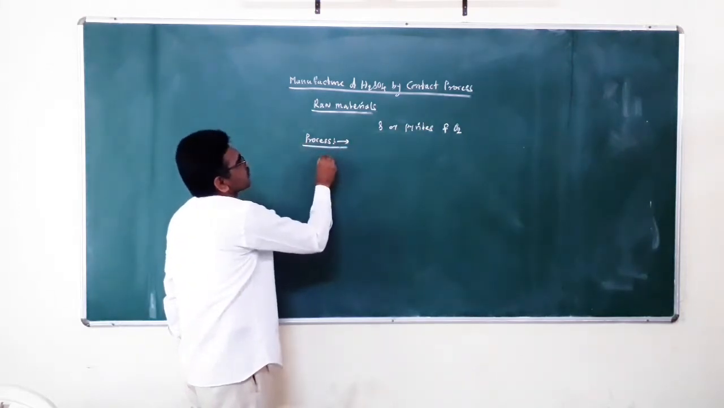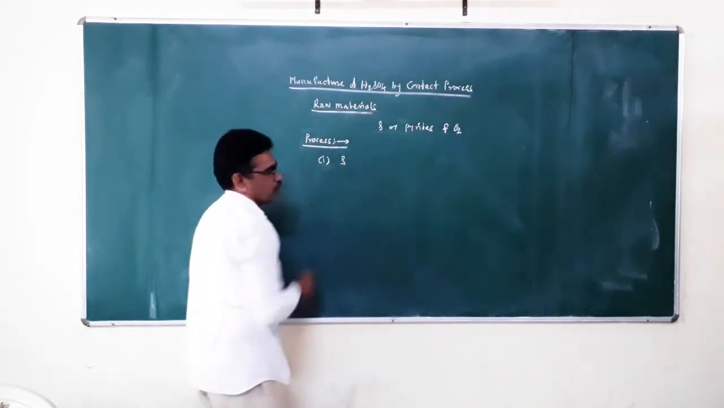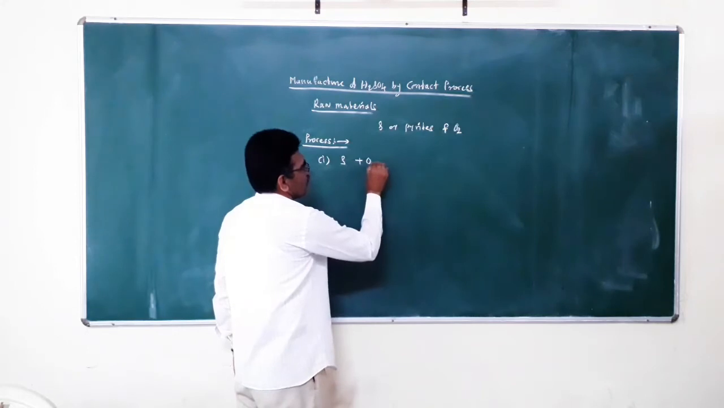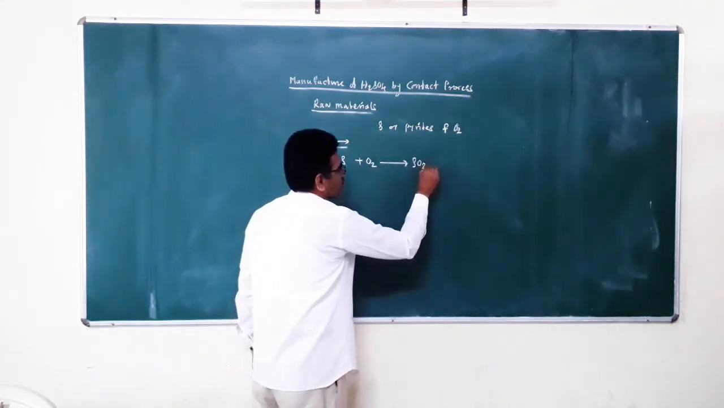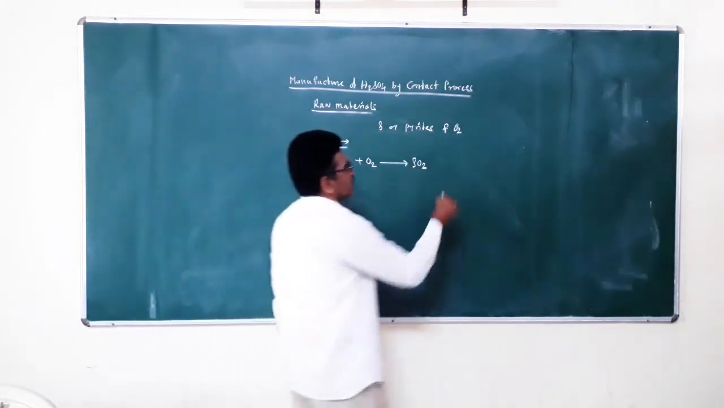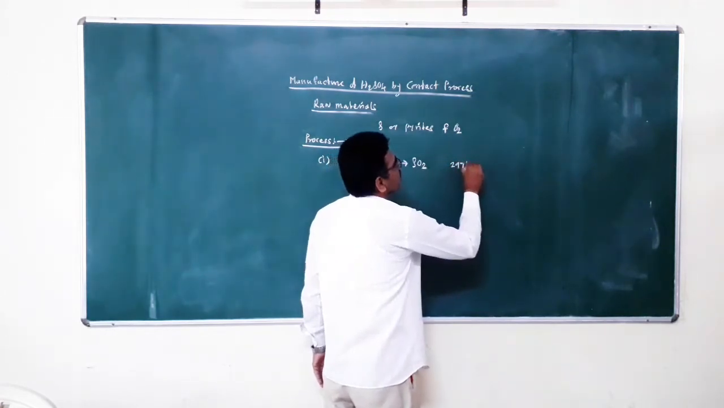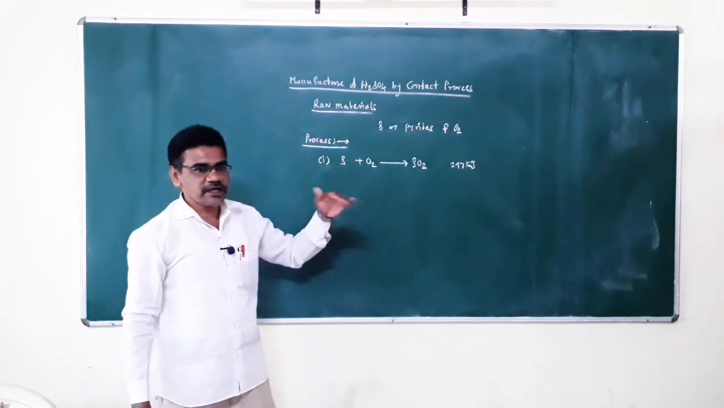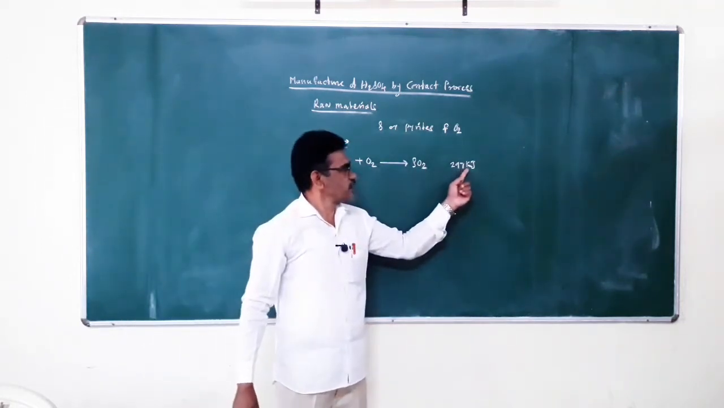First reaction, when sulfur reacts with oxygen to produce sulfur dioxide, and here 297 kilojoule. This much amount of energy is involved.